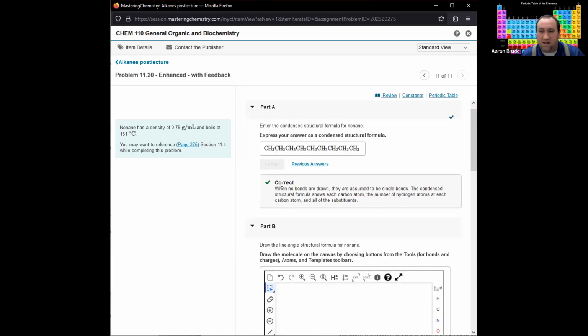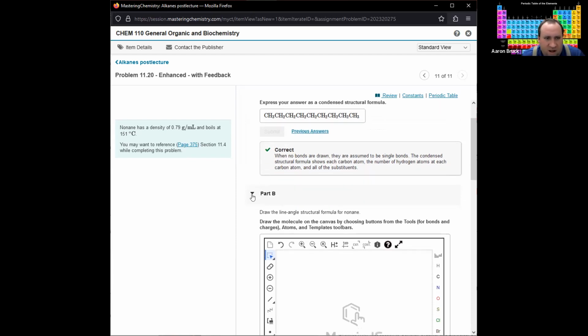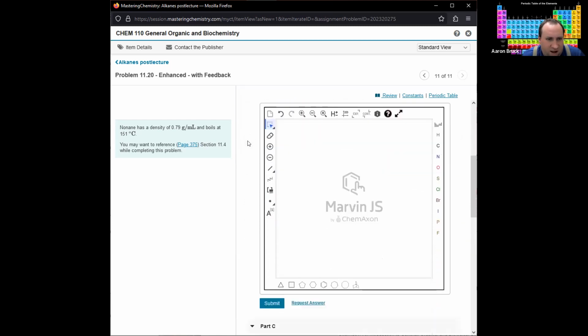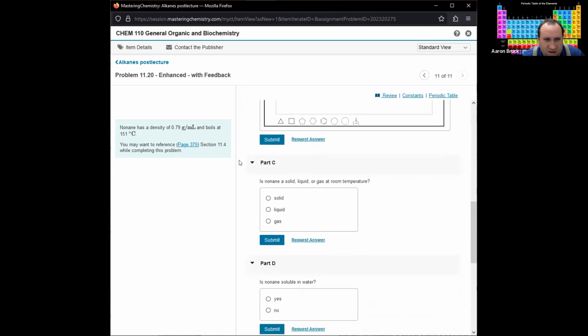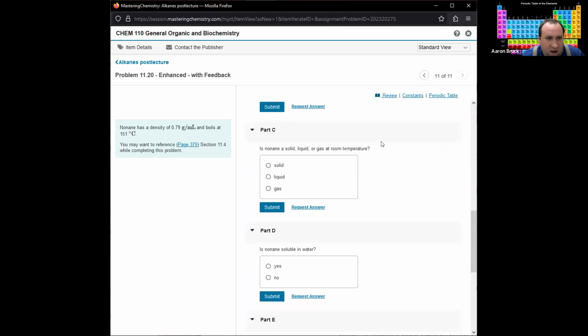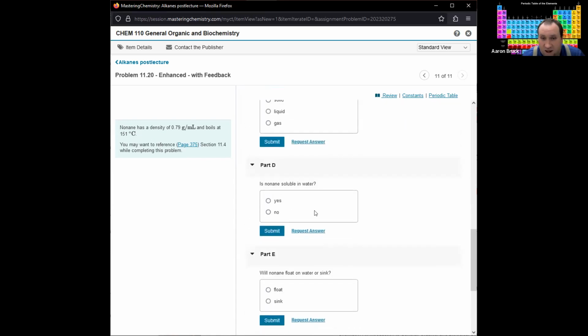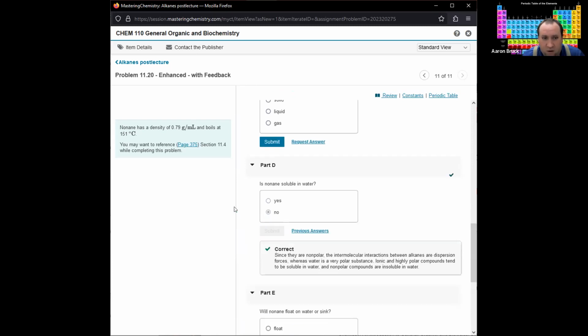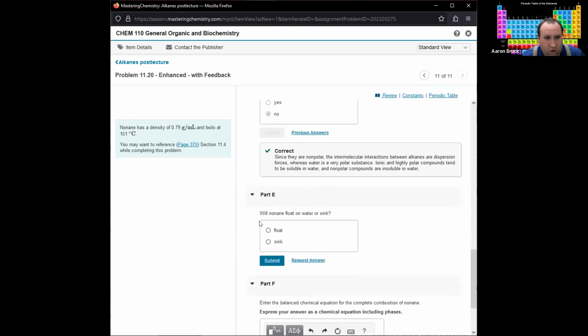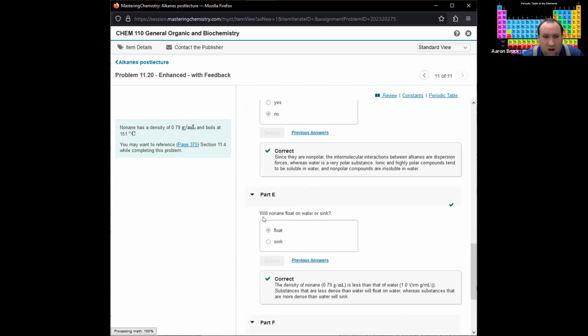And now it says that we're okay. C9H20 was the formula, but it was looking for this drawing. You saw that in a number of other examples. That should be okay. Solid, liquid, or gas, based upon its temperature, you should be able to answer that. Is it soluble in water? It's a hydrocarbon, so no. Will it float or sink? Going back to the stuff we just talked about, it'll float.